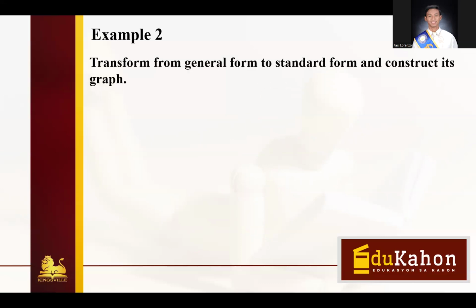Let's try this one. What if we have a general form and we try to transform this to standard form, having the equation 4x squared plus 9y squared minus 36 is equal to 0? So the first step is to determine what the standard form is. So the standard form is having the equation x squared over a squared plus y squared over b squared is equal to positive 1.